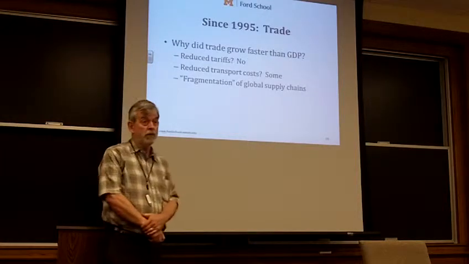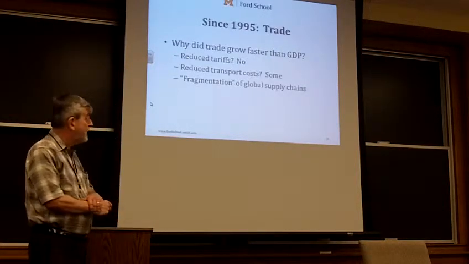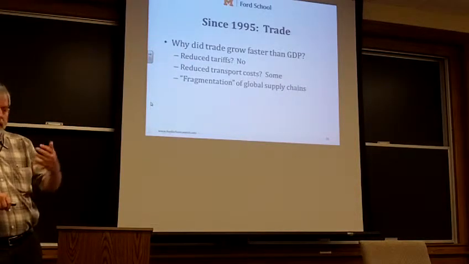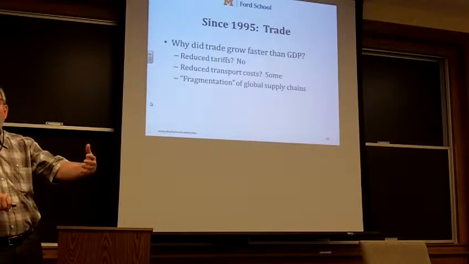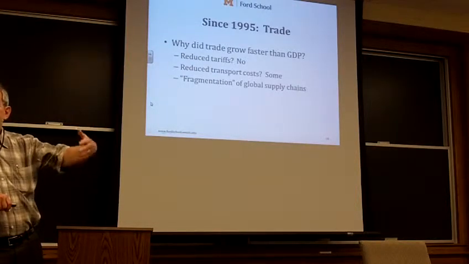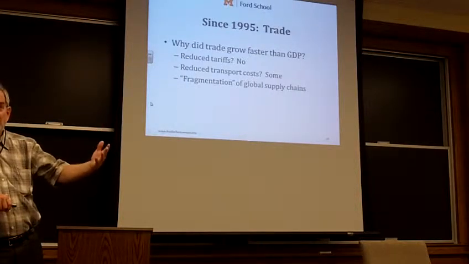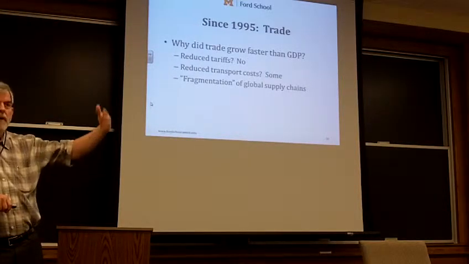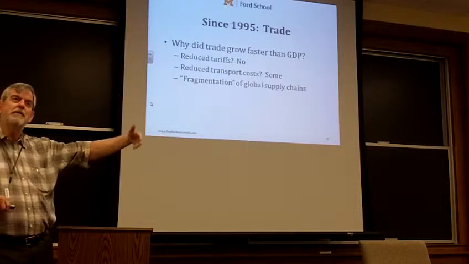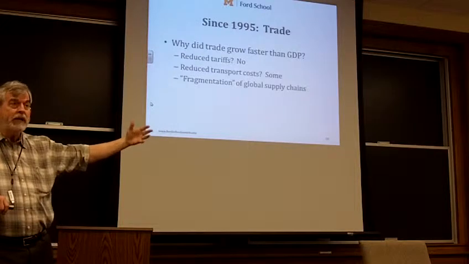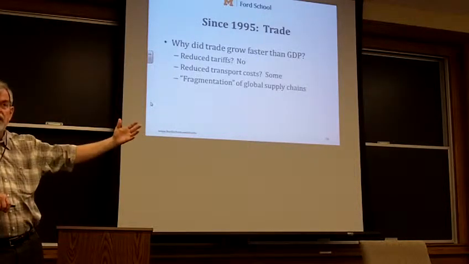What is a big part of the story is what I've called fragmentation. That is, it used to be that a product that you might buy in the store was all made in one place. And that was it. Nowadays, hardly anything is made in just one place. Things are made of parts that come from other places that are in turn made of parts that come from still other places, and often those other places are other countries. So nowadays, we talk about the global supply chain.